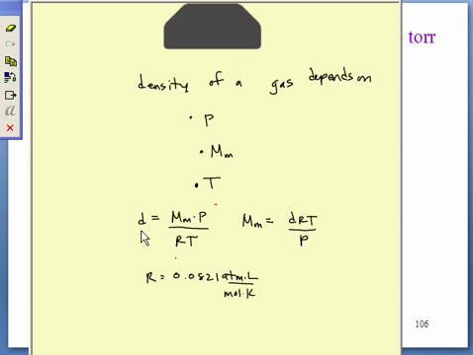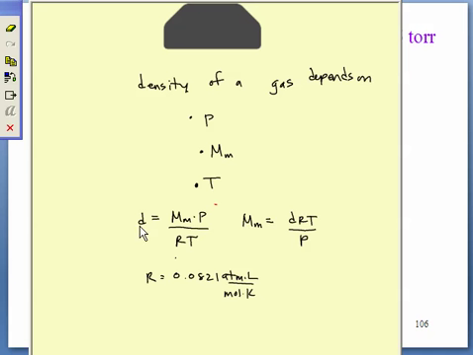So one of the derivations of the ideal gas law is the calculation of density. And unlike solids and liquids, the density of a gas depends on the pressure that the gas is at, its molar mass, and its temperature. And here are two equations for the density of gas that you will be required to use.